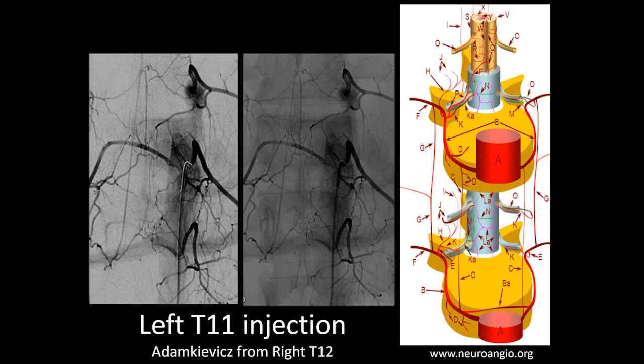These are images from an angiogram. In this case, the left T11 branch is injected. Here we have the same image with an unsubtracted view with the vertebrae in the background, and a subtracted view without the bone. The unsubtracted view is good to show how the anterior spinal artery, which is this one, is really midline, along the spinous processes.